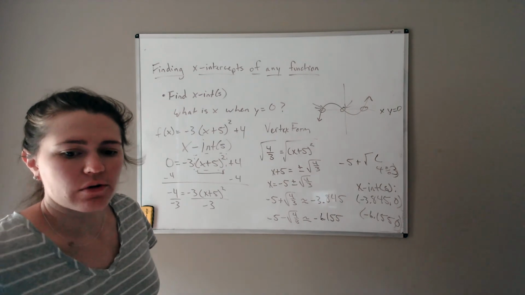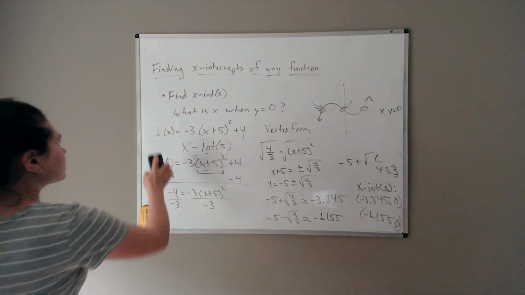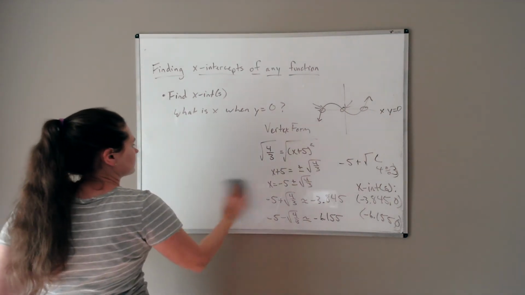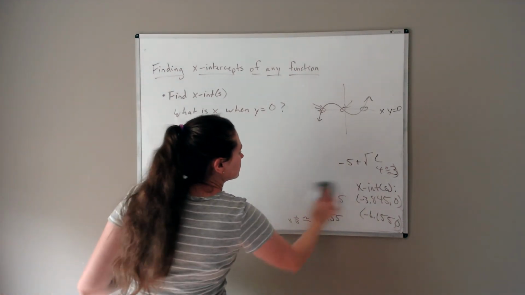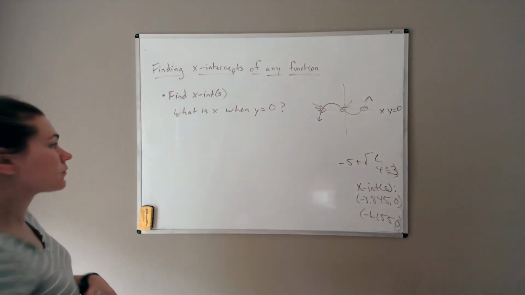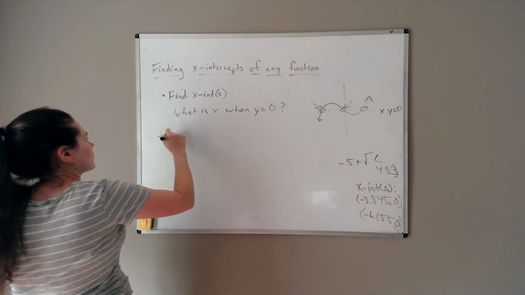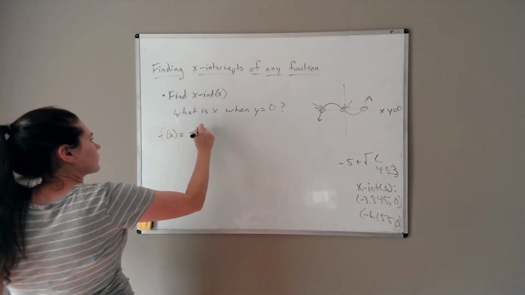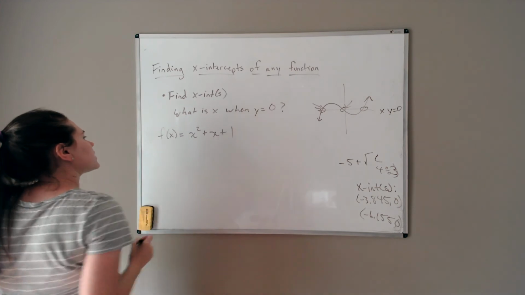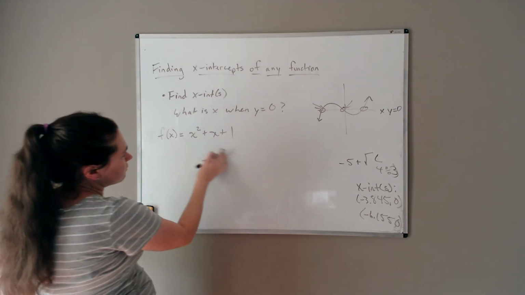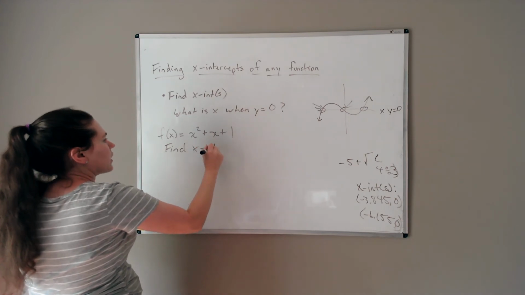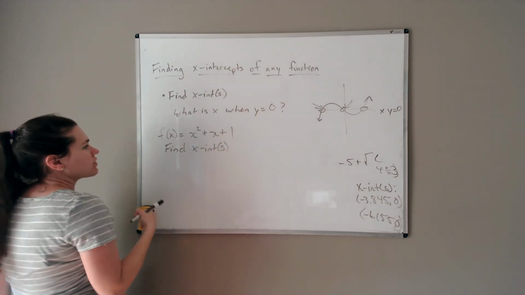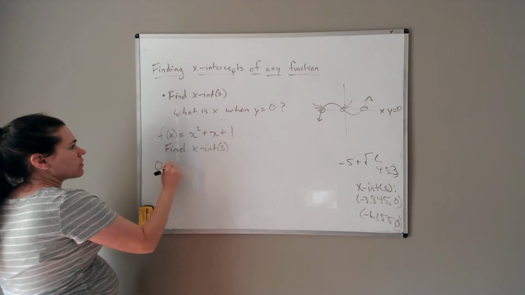Okay, and I want to go over one more. x squared plus x plus 1, I have a quadratic function. I want you to tell me what the x-intercepts are. Okay, so that means what are the values of x when the output is 0?